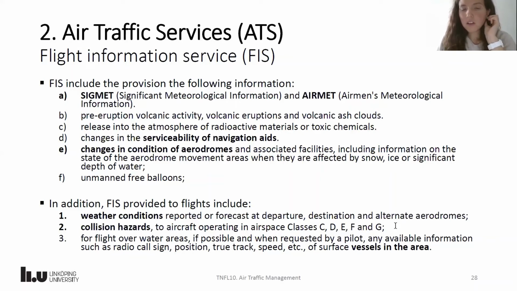And why is collision hazard information not given in airspace classes A, B, or C? I mean, sorry, A or B. That's because the flights in those airspaces that are very regulated are already separated by the ATC. So they have the separation by the ATC, so they don't need any additional information from the Flight Information Service about collision hazards. Of course, in airspace where this separation is not provided, which are C, D, F to G, we will have this information.